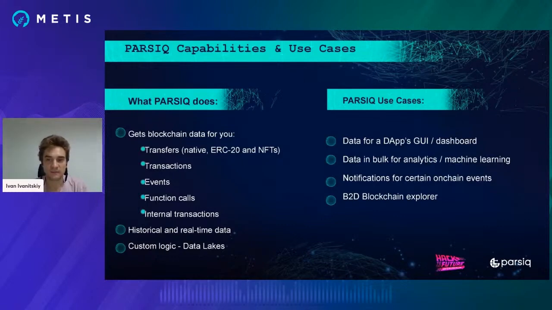And also it can be used for machine learning, so you can download a bunch of transactions as a CSV file and feed it to your machine learning scheme. Yeah, also, as I have mentioned, we have real-time data, so we can also power your application with notifications using PARSIQ notifications about certain events or transactions bigger than a certain number or whatever. And also you can use it as a B2D blockchain explorer, the same way you're using blockchain explorers in the browser to take a look at smart contracts and transactions and so on.